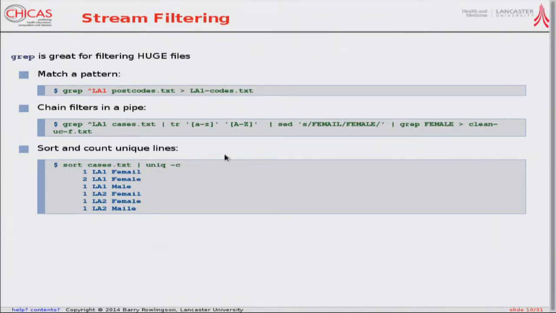Very economical on memory. And once I've done that, for example, this is a slightly different input file. There's a sort function, sort command. In this case, it doesn't work on a line-by-line basis because it has to take all the input in to sort it and then spit it out in sorted order. And then I can send that into another Unix command called uniq minus c, which counts the number of unique lines in order as we go. So I've got one misspelt female record from LA1, and then there are two correctly spelt female records from LA1, and so on down to LA2.